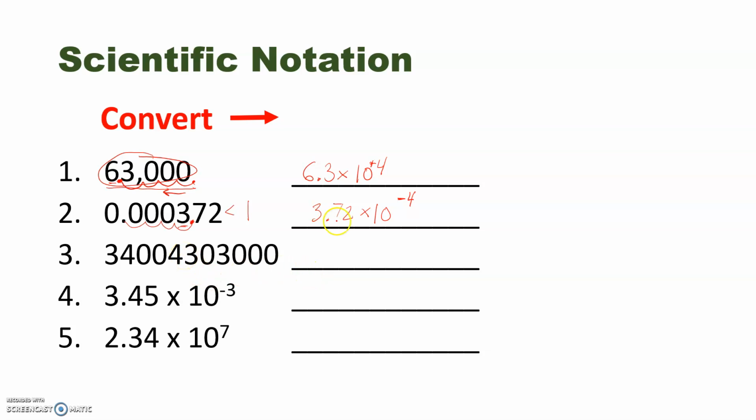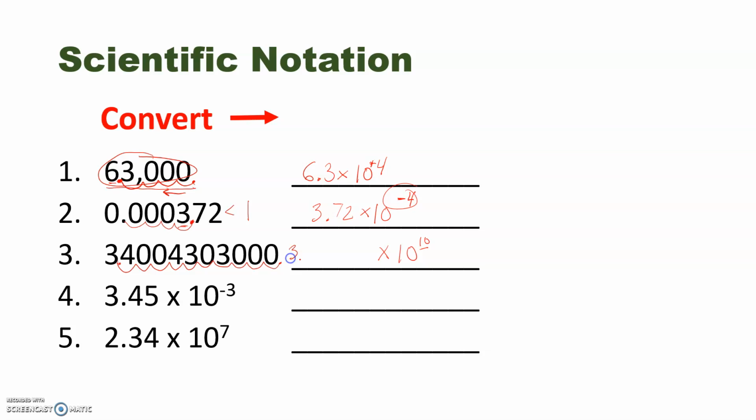Okay, moving on. Again, this is a big number, so we know the exponent when we finish this one is going to be positive. Decimal's currently here. I need to make it go right there. Now it takes 1, 2, 3, 4, 5, 6, 7, 8, 9, 10 jumps. So I know that it's going to be times 10 to the 10. The 10 comes from the number of jumps.